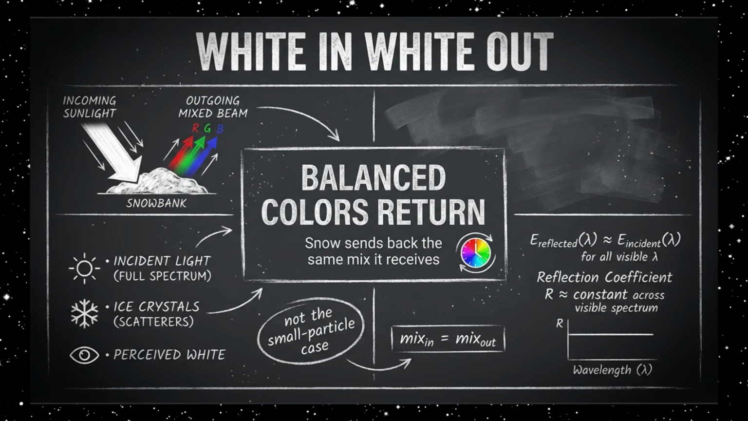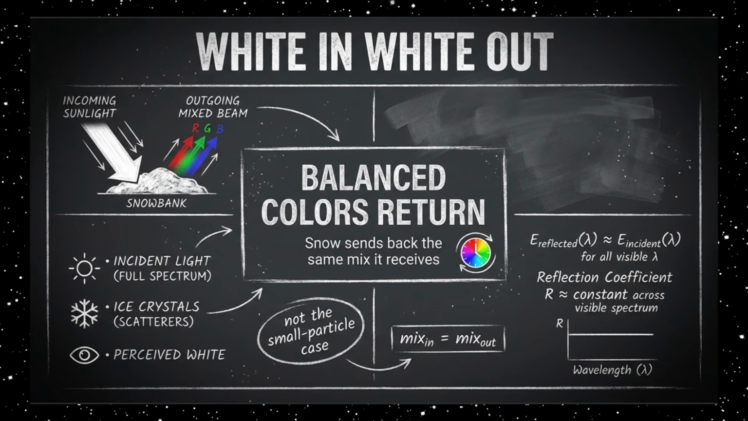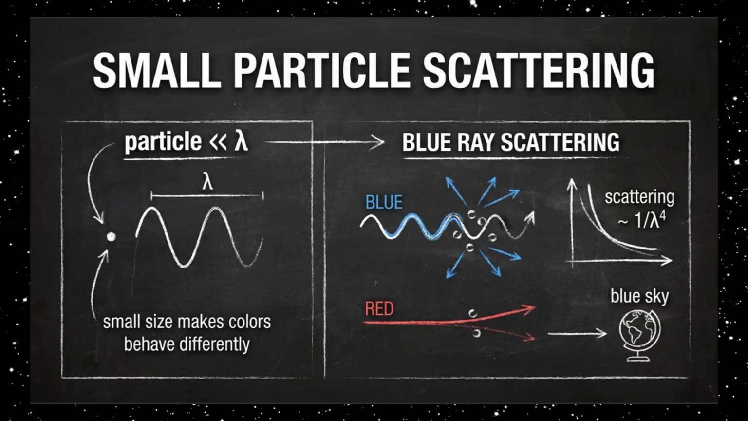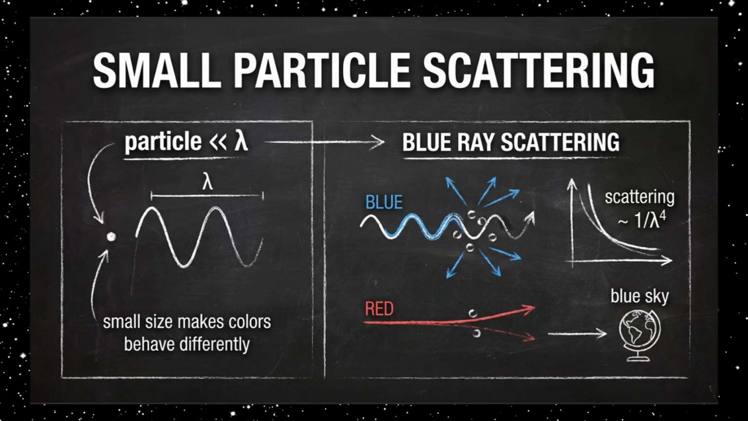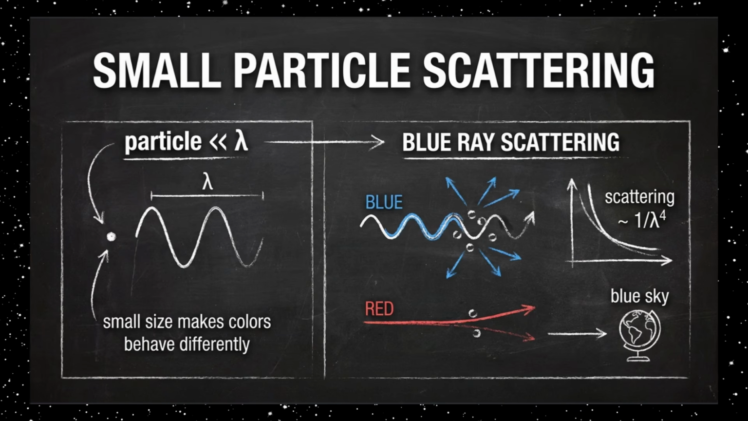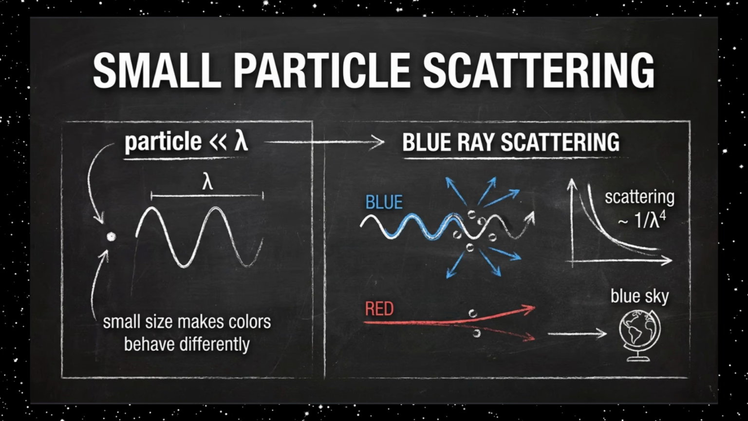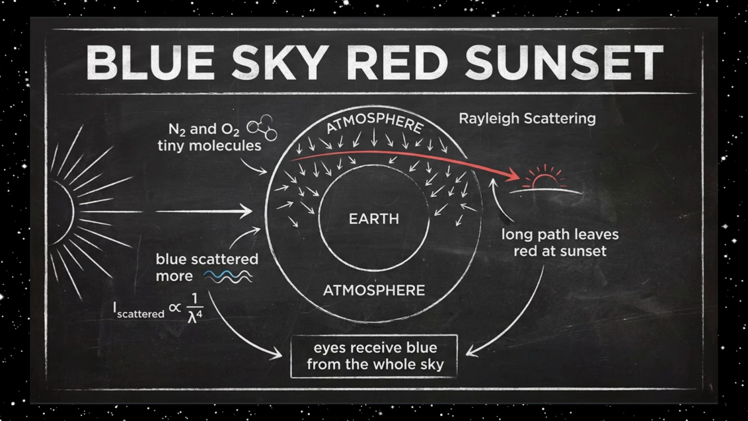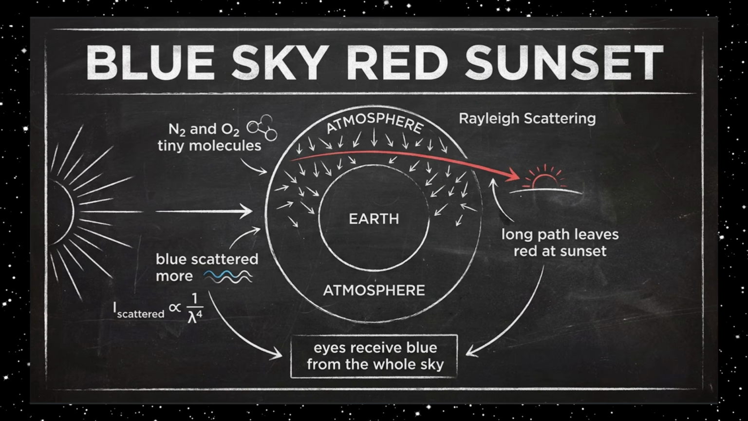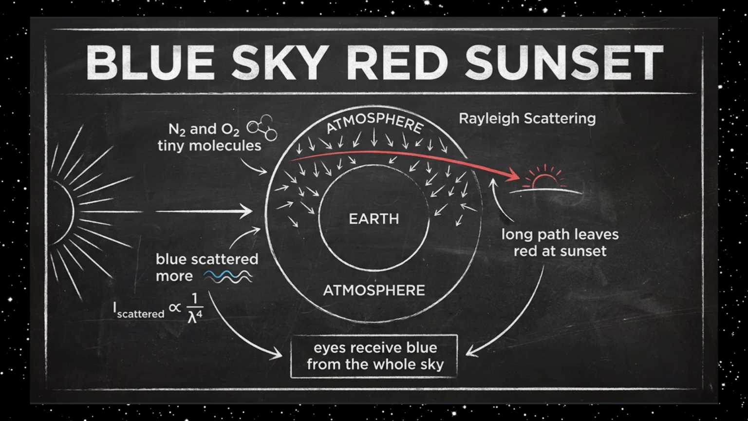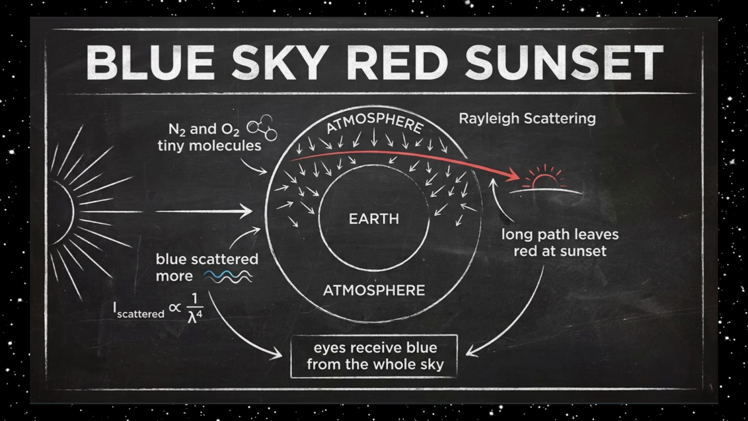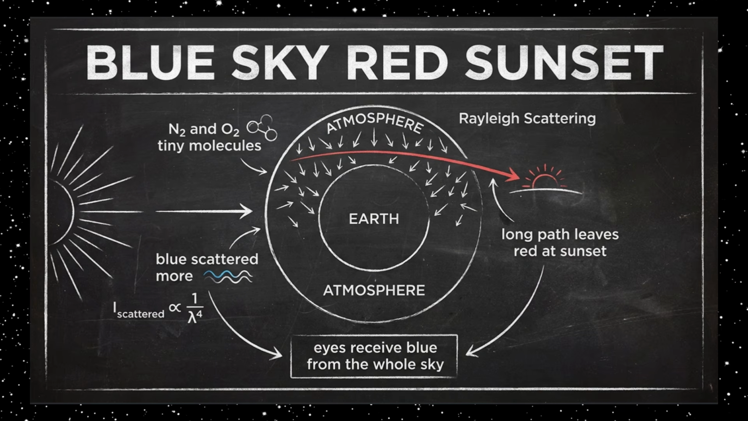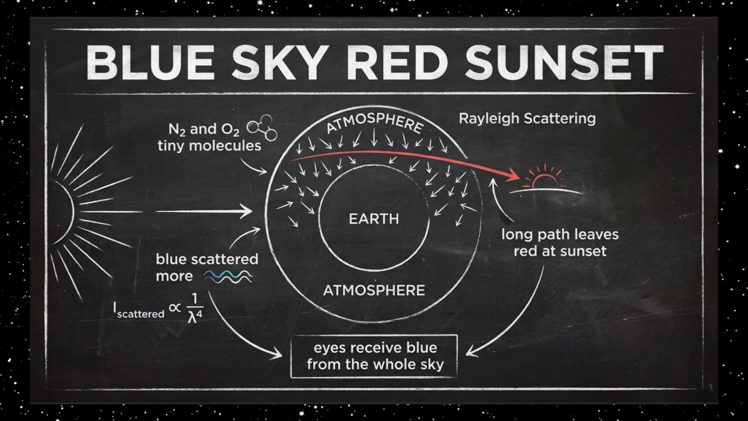This is different from what happens with very small particles, by the way. If you make the scattering particles much smaller than the wavelength of light, then suddenly the colors do start to behave differently. Blue light bounces off small things much more than red light does. That is why the sky is blue. The molecules of nitrogen and oxygen up in the atmosphere are way smaller than a wavelength of light, and so they kick the blue light around far more than they kick the red light. The blue gets scattered down to your eyes from every direction in the sky. The red mostly goes straight through. So you see a blue sky and a red sunset.